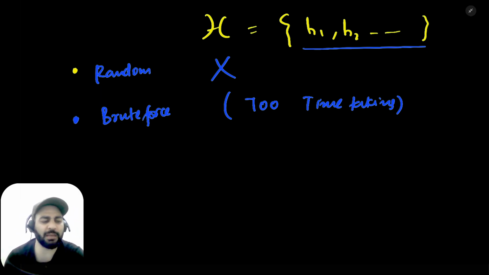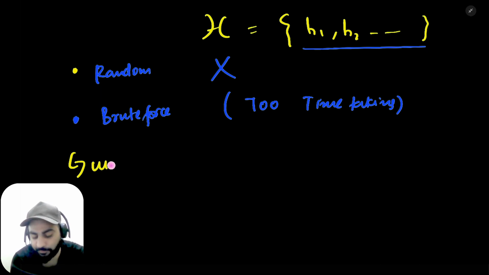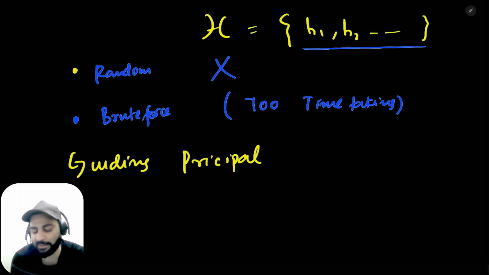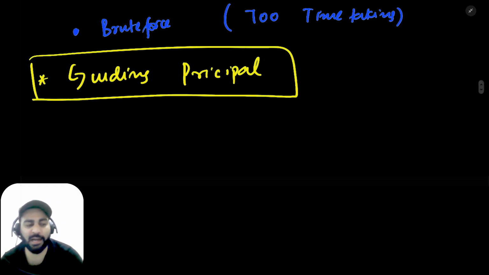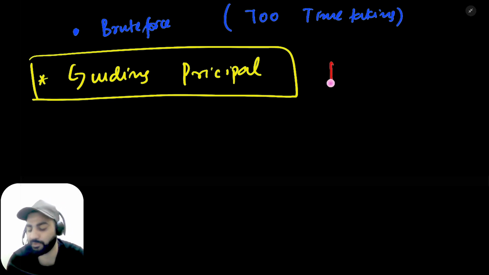So what can be the other choice then? We have to find some choice, and there is a guiding principle. Maybe you will not find these terms somewhere, but it's okay. So what is a guiding principle? Guiding principles are the loss functions.